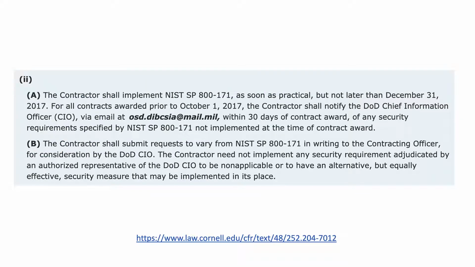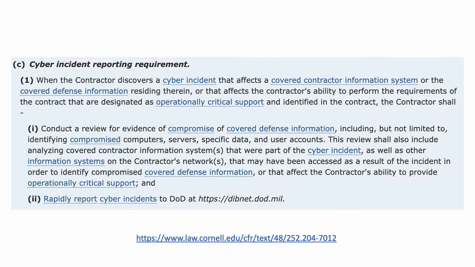And this is an example of those more specific areas of compliance. The contractor shall implement NIST Special Publication 800-171 as soon as practical, but not later than December 31st, 2017. So essentially what DFARS does is it sets out the high-level requirements for government contracting and then points to other more specific documents in terms of more detailed information on the policies and procedures that need to be implemented in the contractor's organization. DFARS also deals with cyber incident reporting, and that essentially says that if a contractor discovers a cyber incident that is covered, then that needs to be reported.